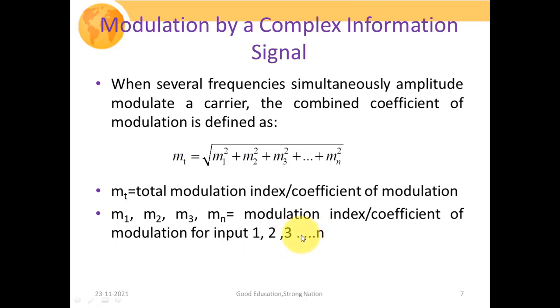Just in order to evaluate the value of m1, what we have to do is take the ratio of Vm1 divided by Vc. Similarly, for the calculation of m2, we have Vm2 divided by Vc. And similarly, up to mn, we have Vmn divided by Vc. So this is how we are going to evaluate the individual modulation indexes.